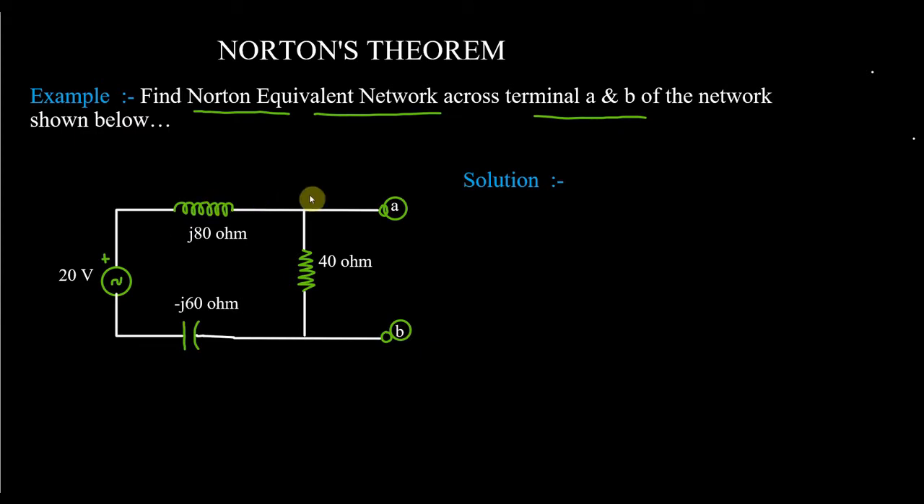When we draw the Norton's equivalent network, we have to simply find only two values. The first value is called IN and the second value is called ZN. So we start with the first step: determination of the value of IN. That is, IN is called the Norton's equivalent current source.